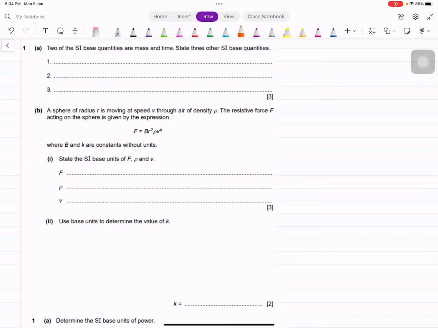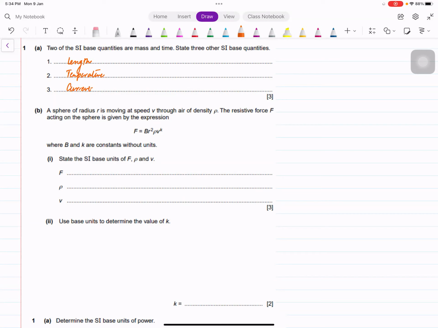Distance? What is distance? Length. Distance on SI is length. Okay. Length. Temperature. And what else? Current. Temperature. Very good. And current, right? So these questions will be there. So you get 3 marks right here.